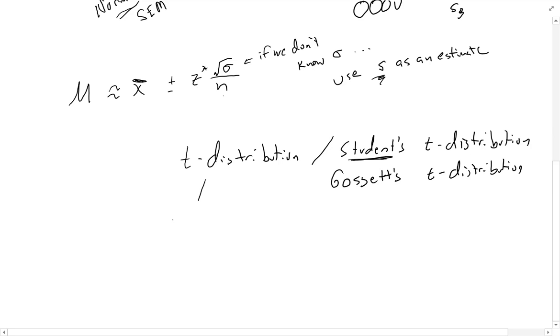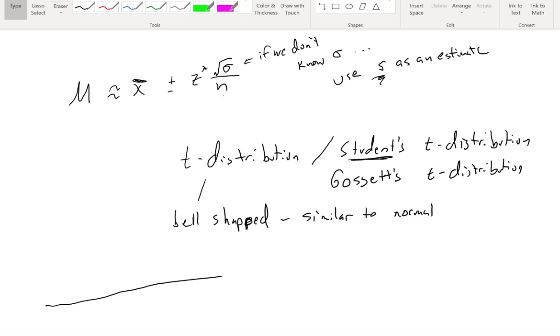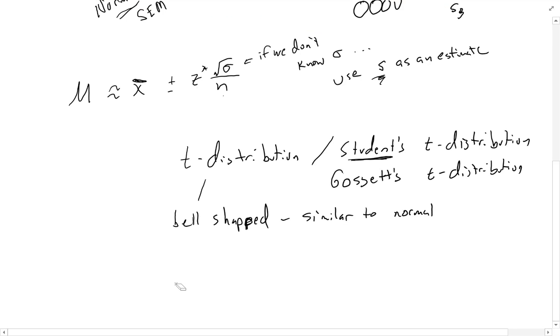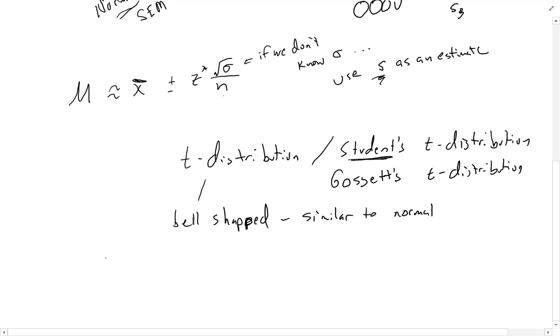The t distribution is bell-shaped like the normal distribution, but if you've got your normal distribution here, whoa, that's a pretty ugly line. Let me see if I can fix that here. Let's do it maybe in red here. So if you've got a normal distribution here, whoops.